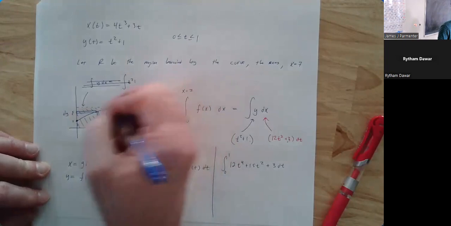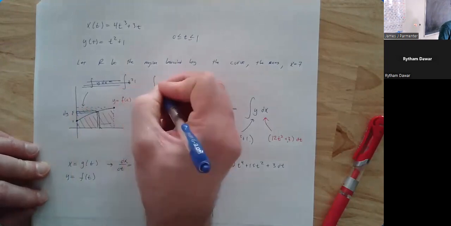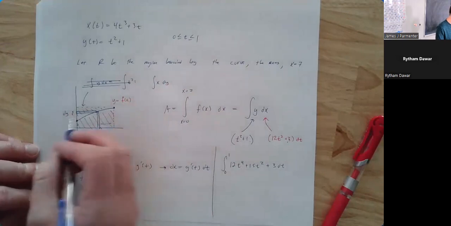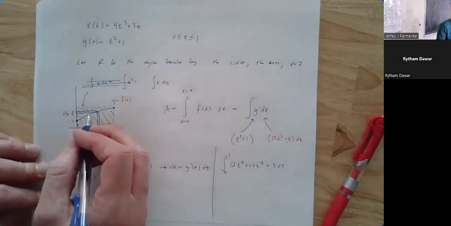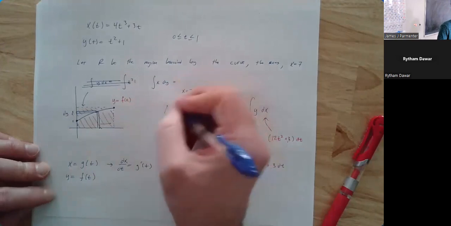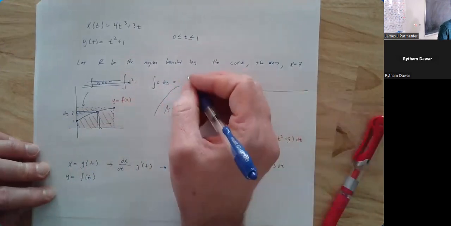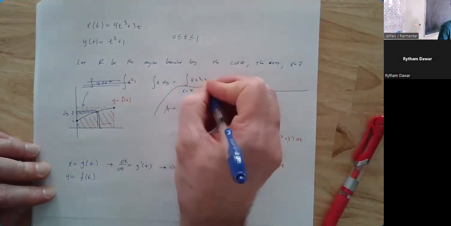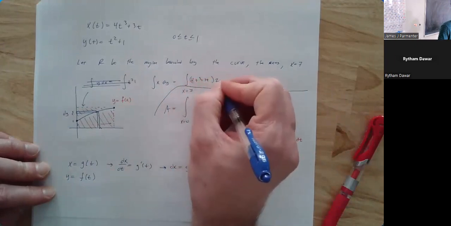So really that area there would be the integral of x dy, right? x is a function of y giving us the length of the thing, and then the dy giving us the width. So that would end up being the integral of (4t cubed plus 3t) times 2t dt.